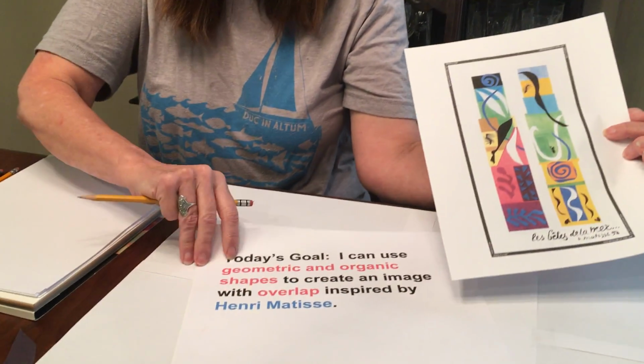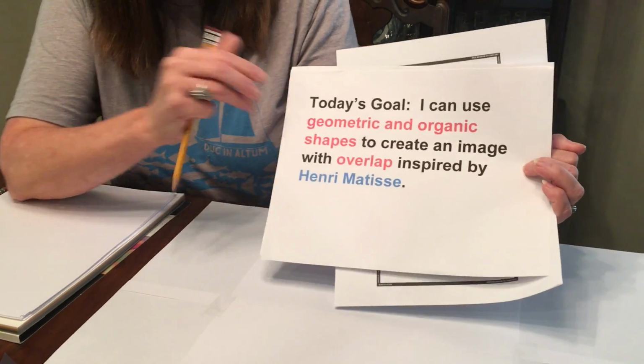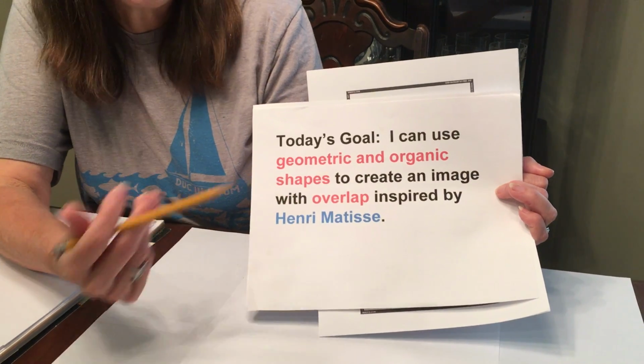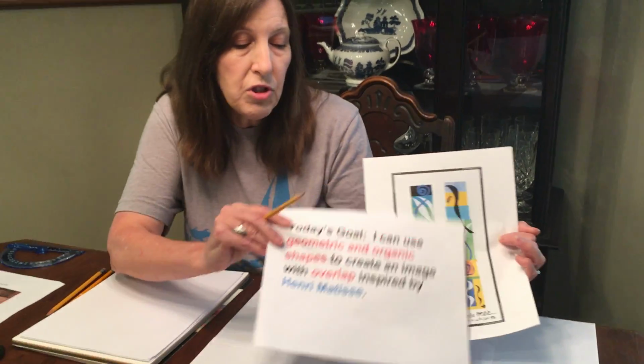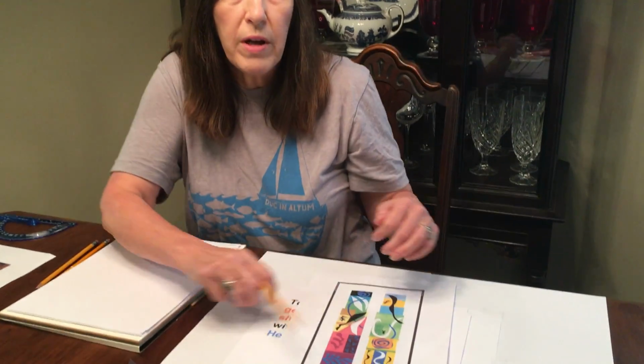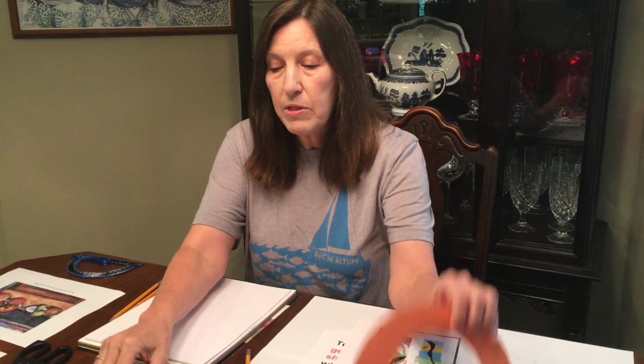And he's also using overlap, which is used by most artists, in fact. And that's just a way of seeing what is in front and what is in back. So if you look at my hand, and then I put my other hand here, I'm creating overlap. So I know this one's in front because I can't see all of the hand in the back. So we're going to use geometric shapes, organic shapes, and see what we can create.